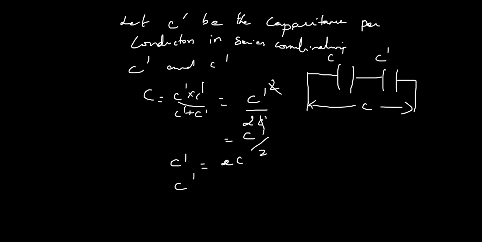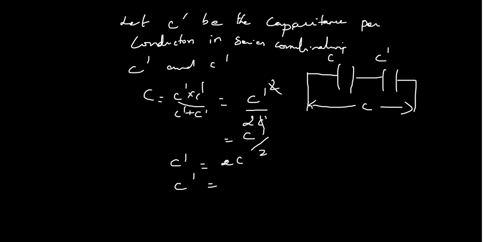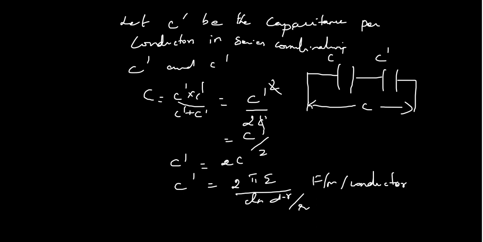Now C prime is equal to, already we know the value for C, that is pi epsilon, so 2 into pi epsilon divided by ln of (d minus r) divided by r, farad per meter per conductor. This is the capacitance for a particular conductor. So C prime is equal to this value.